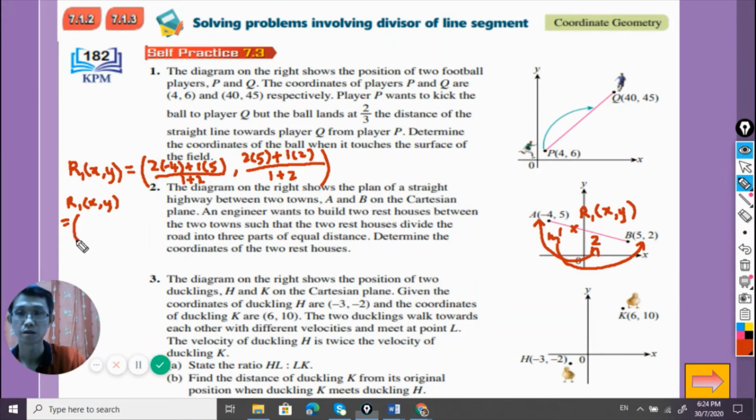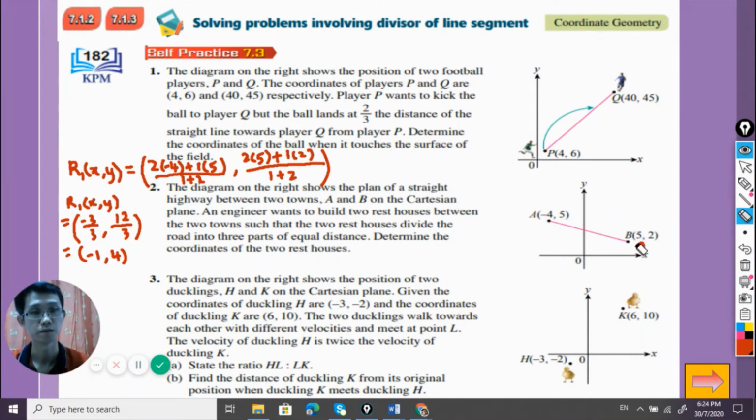Finally, we just simplify: 2 times negative 4 is negative 8, plus 5, so it's negative 3. So negative 3 over 3. And then over here, 2 times 5 is 10, plus 1 times 2, so it's 12 over 3. So finally you will get the answer negative 1, 4. So this is the position of the first rest house, which is negative 1, 4.